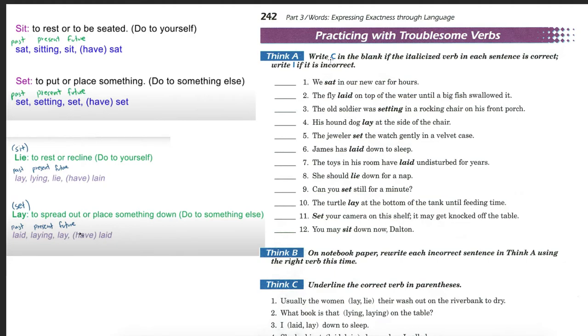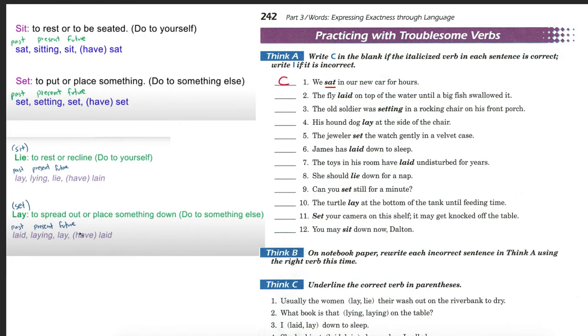Read the writing. For Think A, it says, write C in the blank if the italicized verb in each sentence is correct. Write I if it is incorrect. We sat in our new car for hours. Sat. Did they use sat correctly in the sentence? Well, we know that sat is the past tense of sit, which means to be seated or rest, doing it to yourself. Are they talking about themselves sitting down? So we sat in our new car for hours. So yes, this is correct.